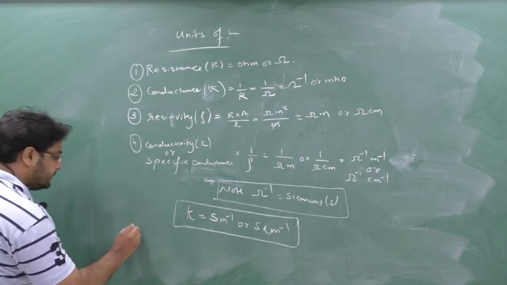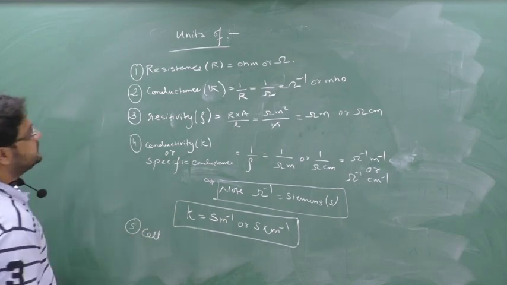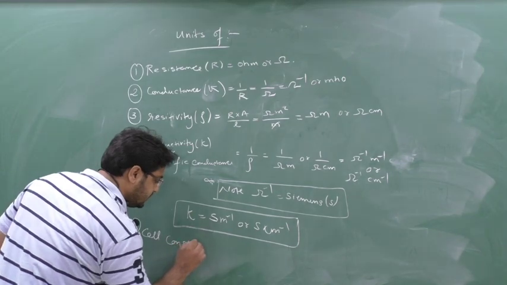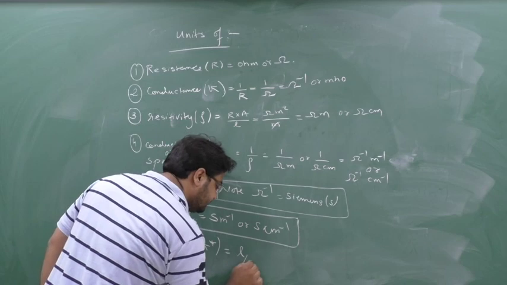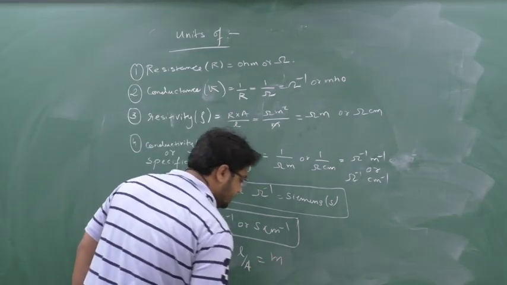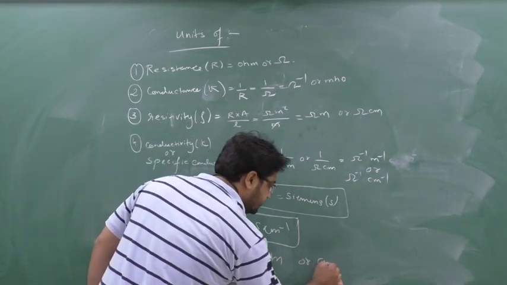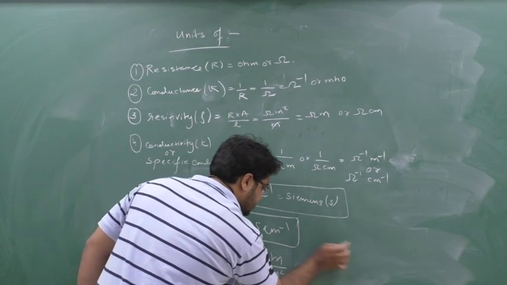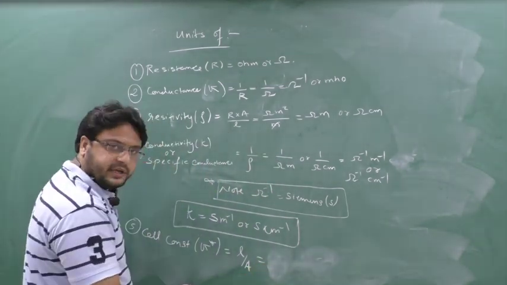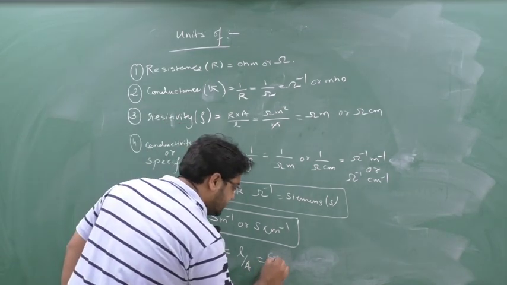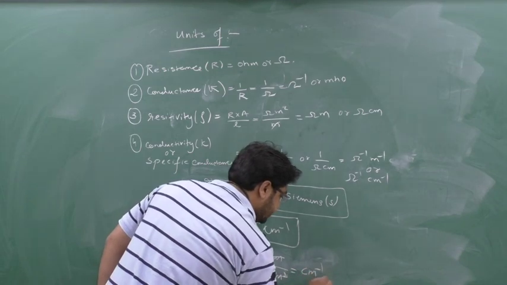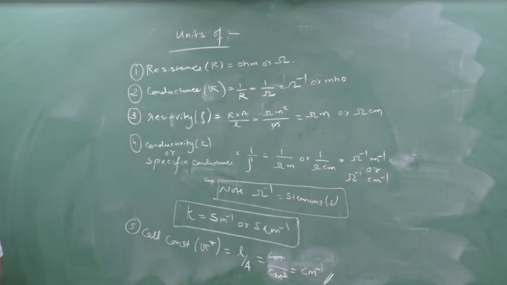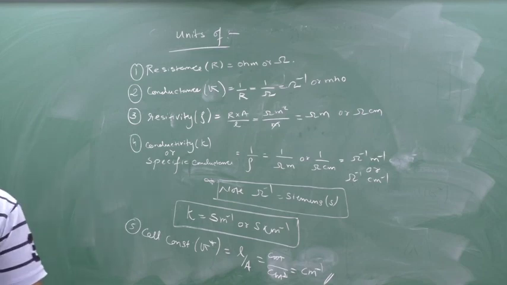Clear? Now fifth will come, that is cell constant. Yes or no? So cell constant, that is G star, and G star means L by A. L, I can take in a meter or in a centimeter, by meter square. Here I am taking as a centimeter. So centimeter by centimeter square will cut. Answer will be per centimeter. So cell constant unit is per centimeter. Please remember this.